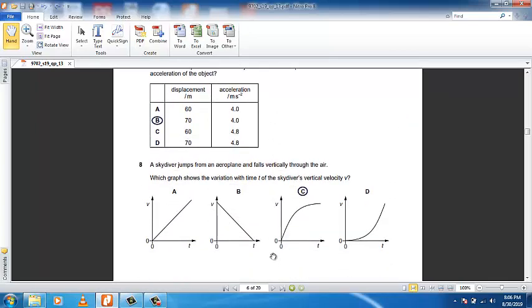Question number 8 says that a skydiver jumps from an aeroplane and falls vertically through the air. Which graph shows the variation with time t of the skydiver's vertical velocity? So he falls from an aeroplane and vertically through the air, downwards.